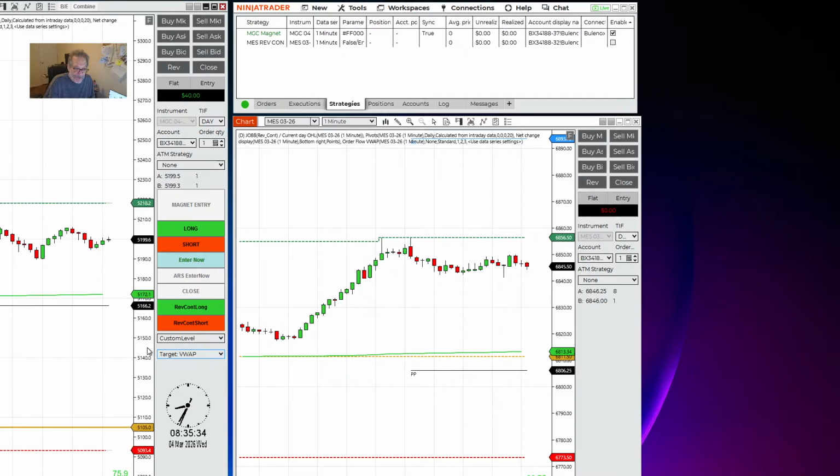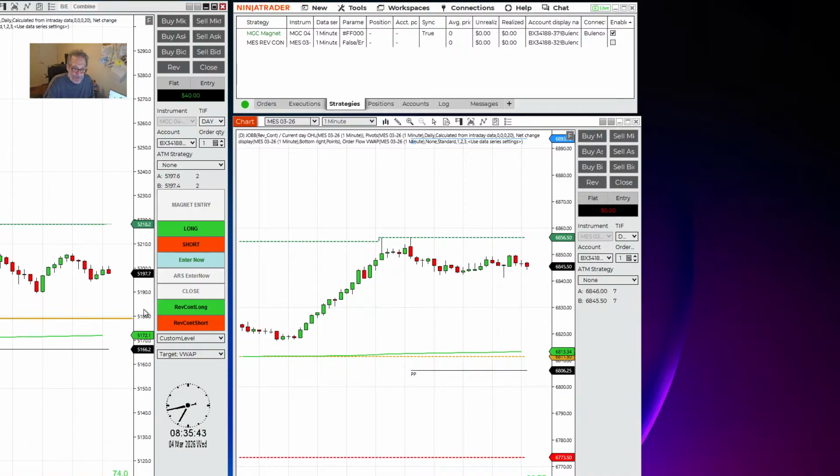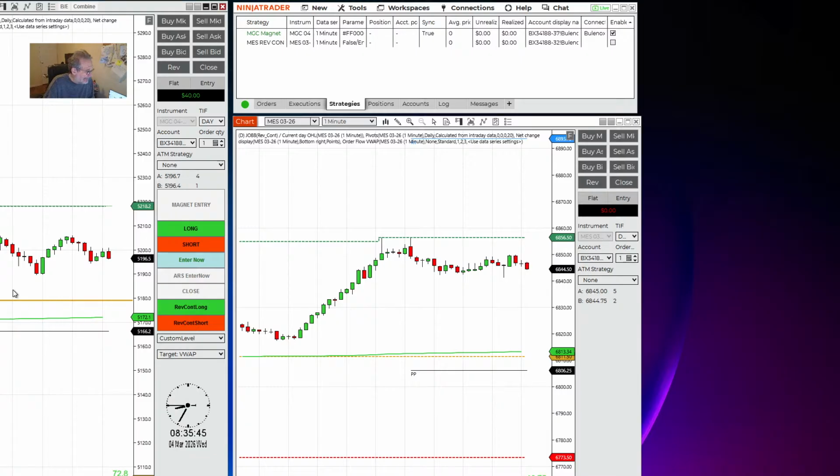And we're going to enter above the VWAP, right? We're not going to enter below the VWAP because we're coming down to the VWAP. That's how easy it is to change your targeting for a new magnet.